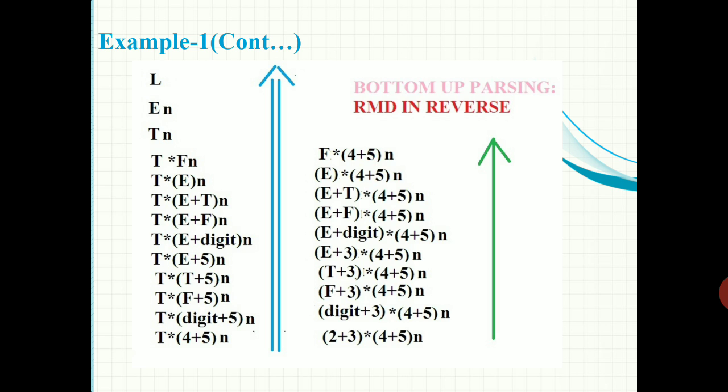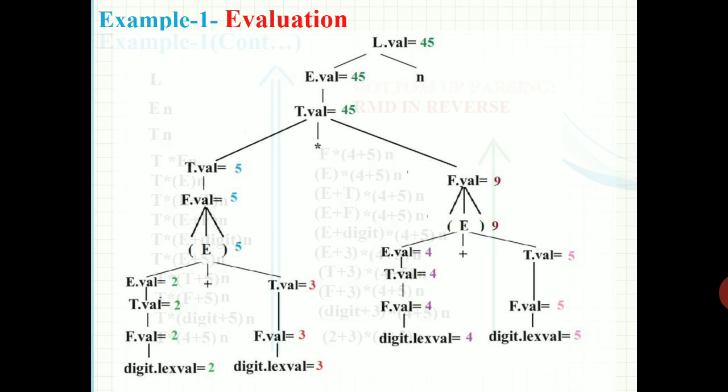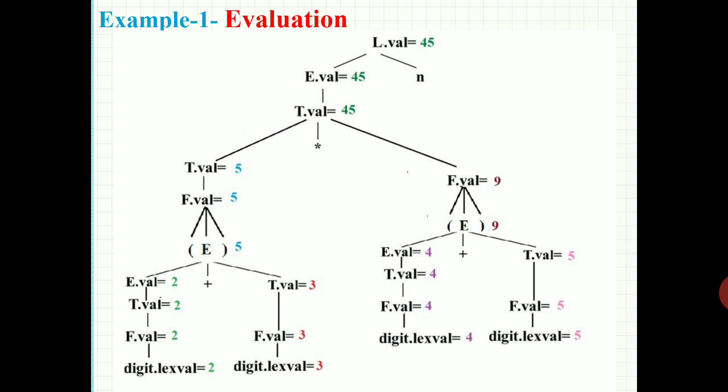So the value of 2 will be assigned to digit, and the digit value is assigned to F. Then F becomes T, then T will become E. Like that we are going to perform the reduction. In the same way you will get the parse tree, and you can evaluate the same expression by using the parse tree we discussed in the previous section also.